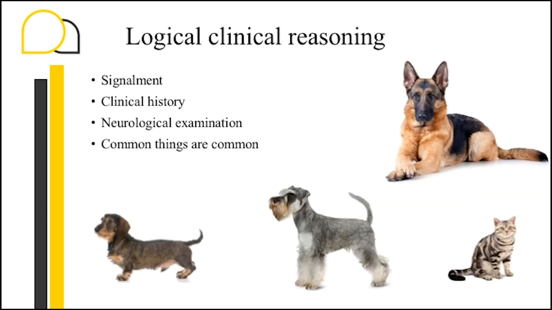So after having done our neurological examination and taken a good clinical history, automatically our differential diagnosis will narrow down. Taking into consideration the most common conditions that we can see in each breed, species, and age group will also contribute to approach each case accordingly.